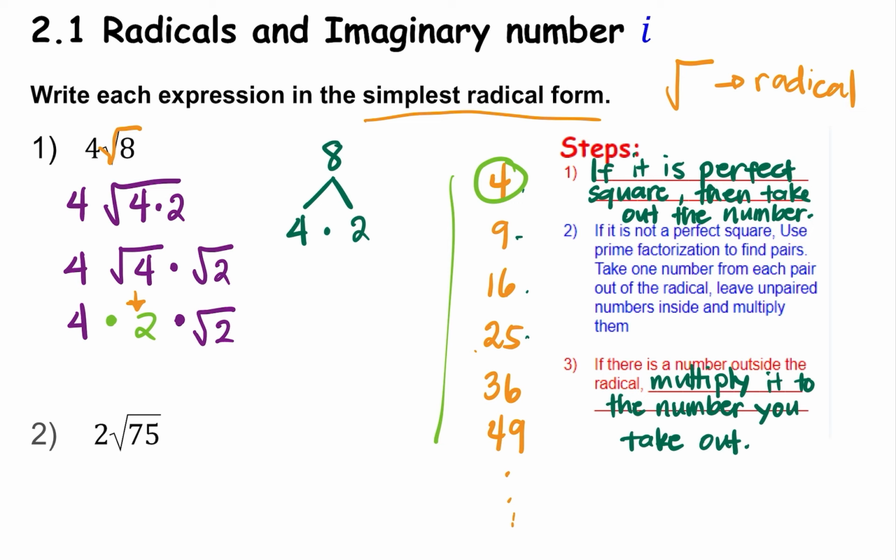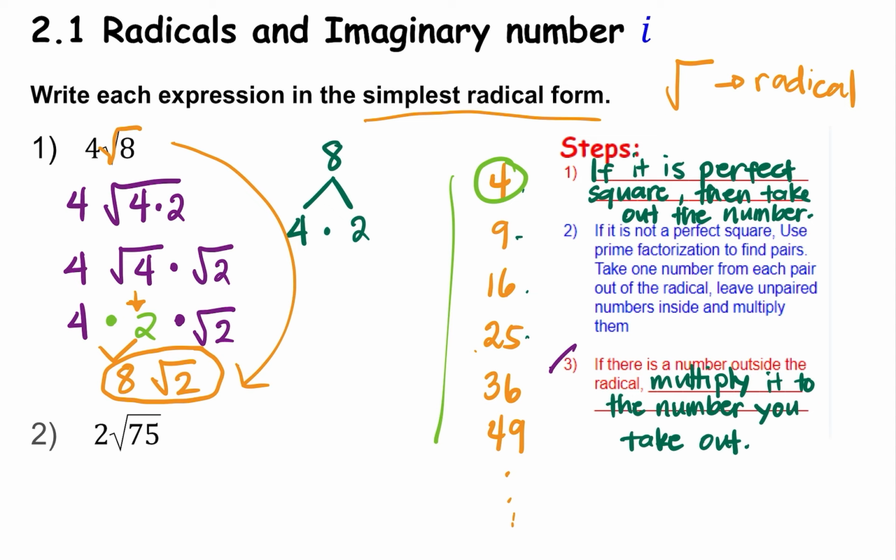So simplifying, we're going to apply number 3 at this time. If there is a number outside, and we have a number outside and that is 4, we are going to multiply that to the number that we take out, and that is 2. So our final answer is going to be 8, because 4 times 2 is 8, and we drop square root of 2. So the simplified answer or radical form of 4 times square root of 8 is 8 square root of 2.